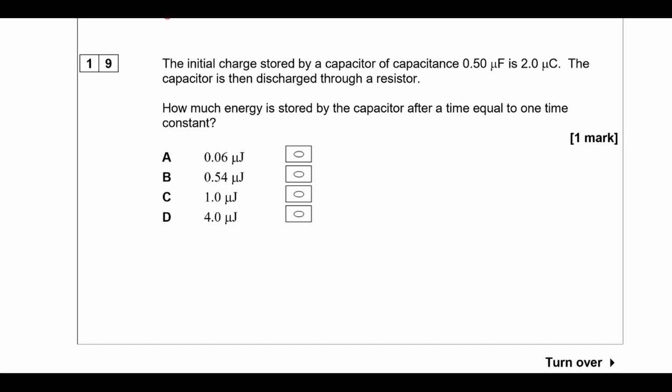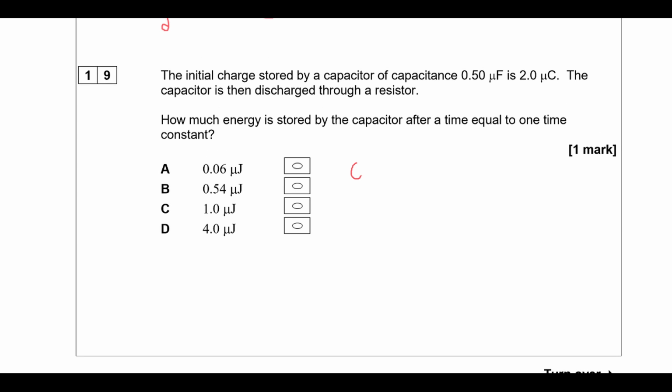So the charge on it at this time is going to be 0.37 times 10 to the minus 6 times by 2, obviously because it's 2 microcoulombs. So let's calculate what the charge is. And we get 7.4 times 10 to the minus 7 coulombs.